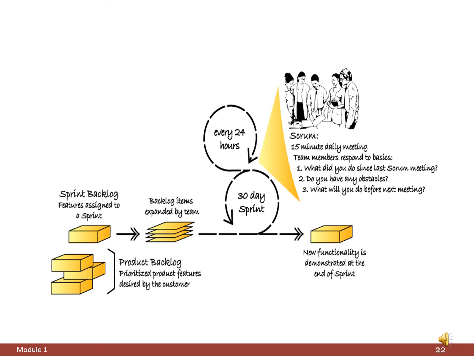The given figure illustrates a Scrum model. It contains a product backlog, which are the prioritized product features given by a customer. Next is a sprint backlog, which are the features assigned to a sprint. These backlog items will be expanded by the Scrum team members, and a new functionality will be demonstrated at the end of each sprint. We will see the different roles in Scrum in the next slides.